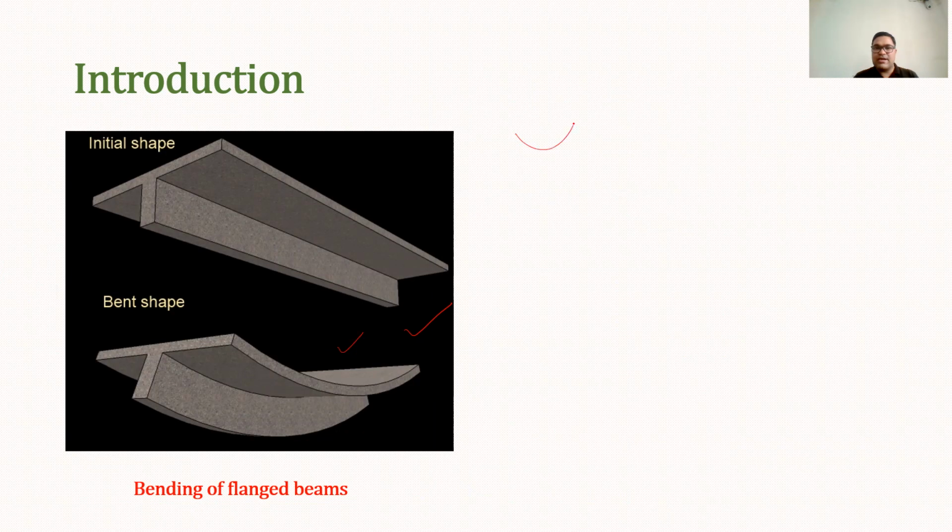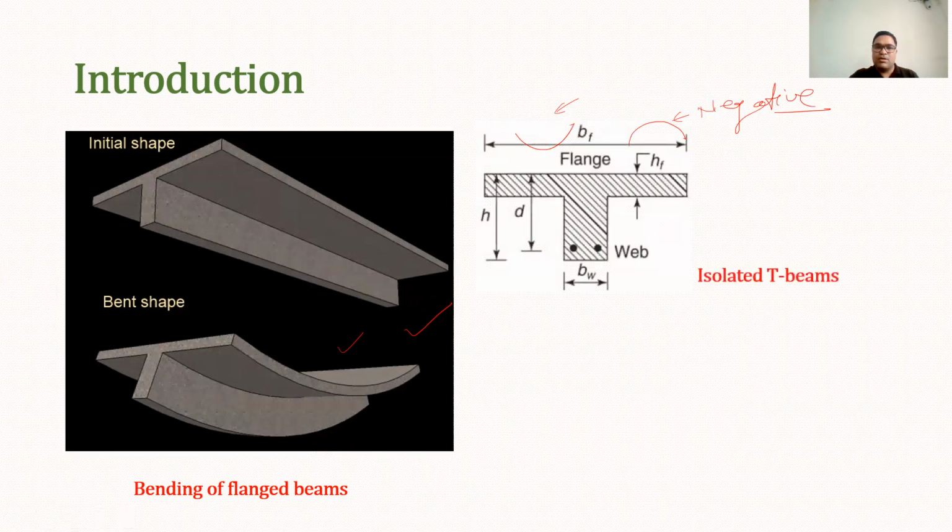This kind of bending moment is positive, which is called sagging moment. And if bending of the beam is happening like this, it becomes negative bending moment. In case of negative bending moment, tension will be above the neutral axis, and in that case, the slab will become ineffective. In that case, this T-beam will simply act as a rectangular beam.